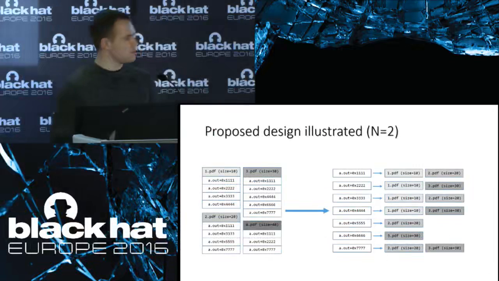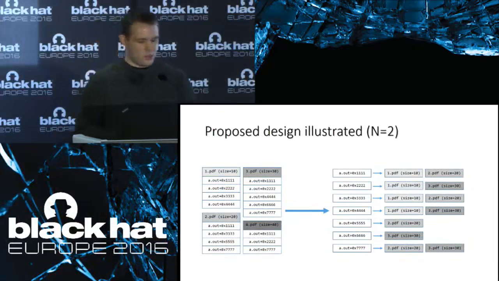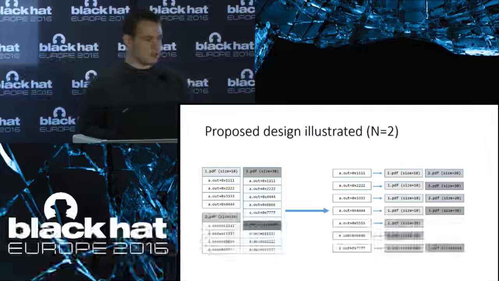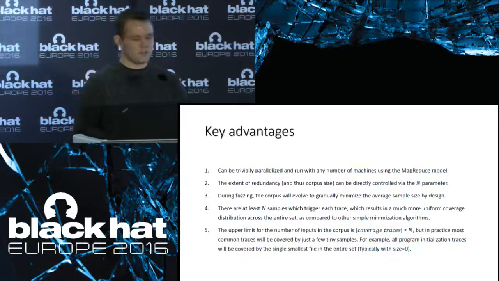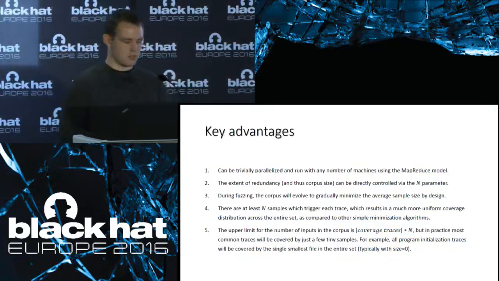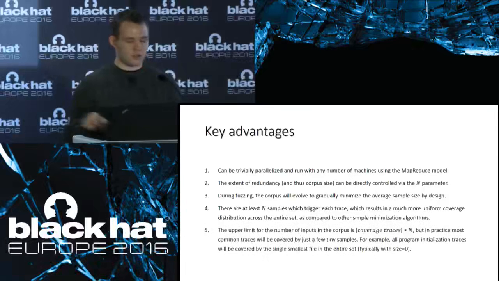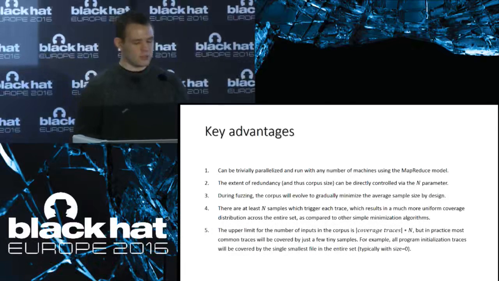So here is an example in an illustration. We have four input samples which have some coverage, and then we transform it into a list of traces which map to a maximum of 2 files per trace. And they are, of course, the smallest ones here. So the advantage of this approach is that it can, of course, be very trivially parallelized with any number of machines using the MapReduce model.